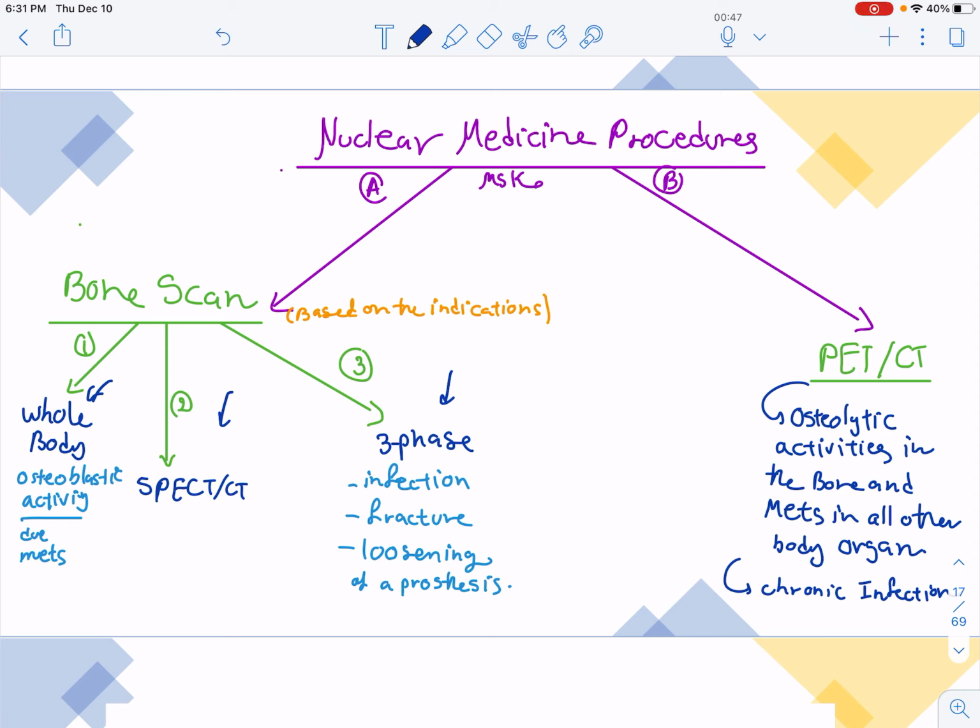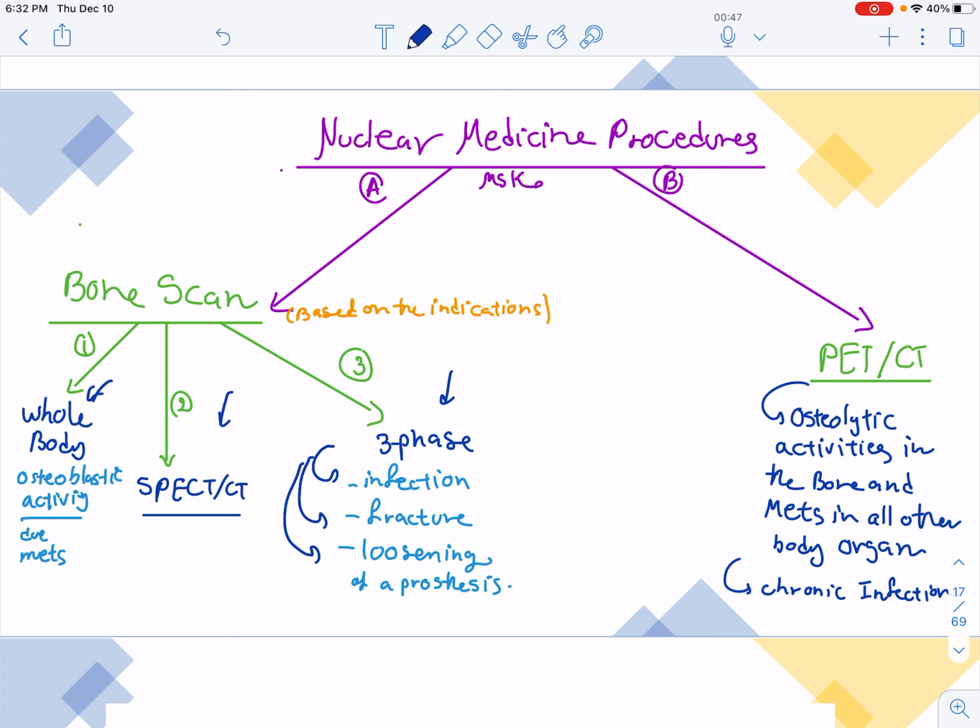Whole body, we are detecting osteoblastic activity, most likely due to metastasis. Okay, 3 phase, if you find a disease with infection, or fracture, or loosening of the prosthesis, we will go with 3 phase. We will say right away bone scan 3 phase. If the area is not clear or we need to take a different angle, we will request SPECT CT. Okay, this is for the bone scan. So based on the indication we can know which protocol we can use.